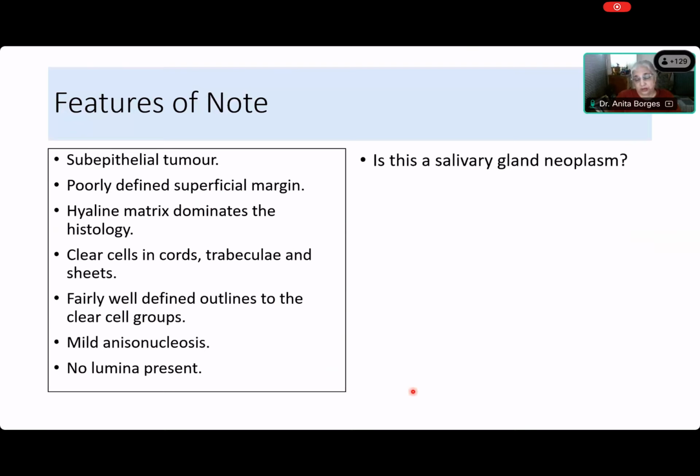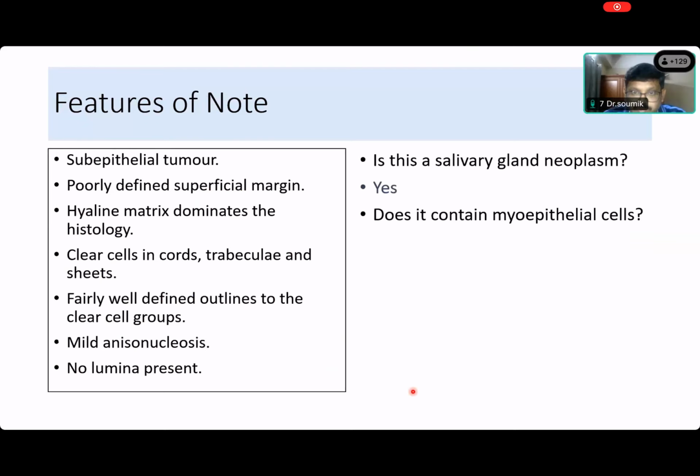So now come on. Is this a salivary gland neoplasm? Yes. He's saying it very indefinitely. Does it contain myoepithelial cells? Clear cells now? No. Why? Priyanka Chandak says yes, because myoepithelial cells can be very clear. Sanchita Paul says no. So what do you say, Somik? No, ma'am. And the answer is possibly.